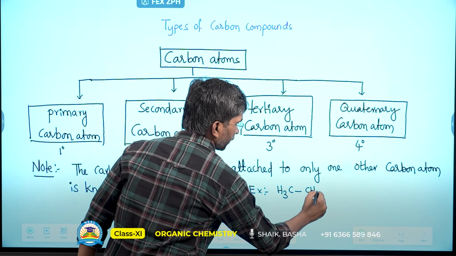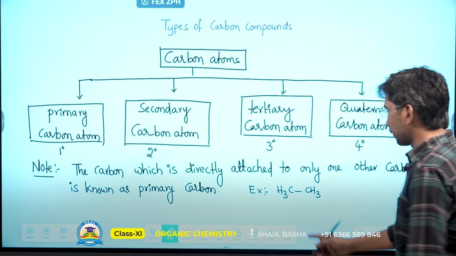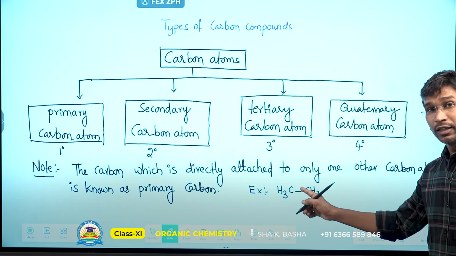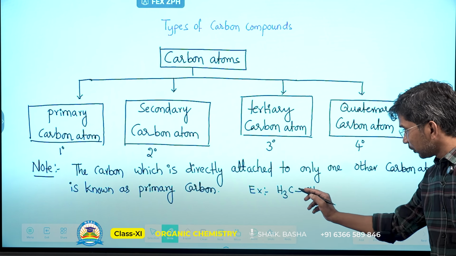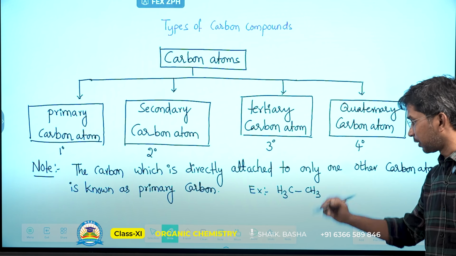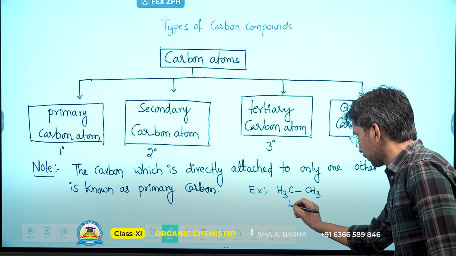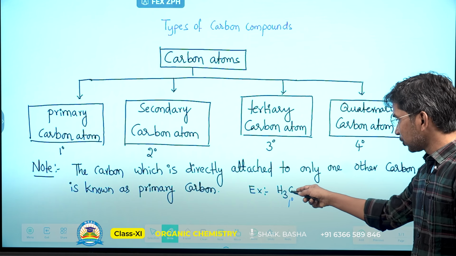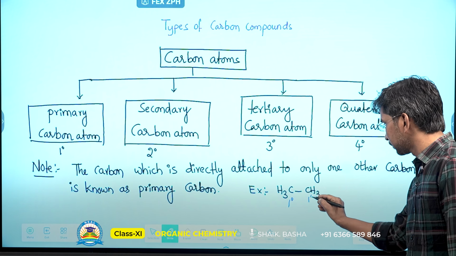CH3 bond CH3, ethane molecule I have taken. In which total how many carbons are there? 2 carbon atoms are there. With respect to connectivity, we can explain whether a given carbon is primary, secondary or tertiary. This carbon atom is directly attached to how many carbons? Only one carbon atom. So that's why this carbon belongs to primary. What about this carbon? This carbon is also attached to only one carbon, so that carbon is called primary carbon.